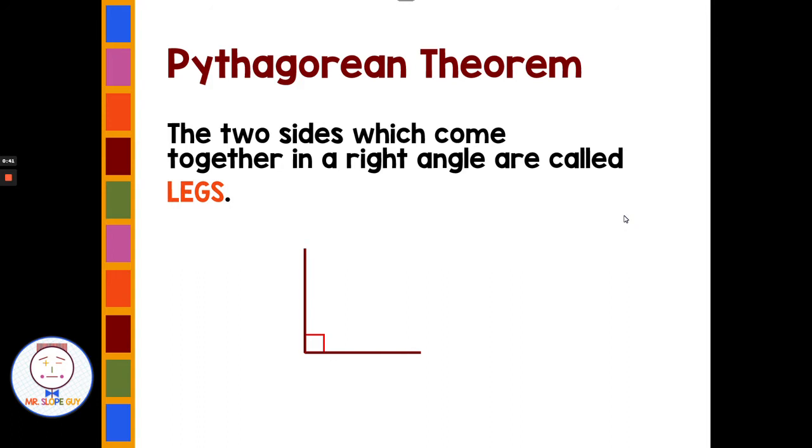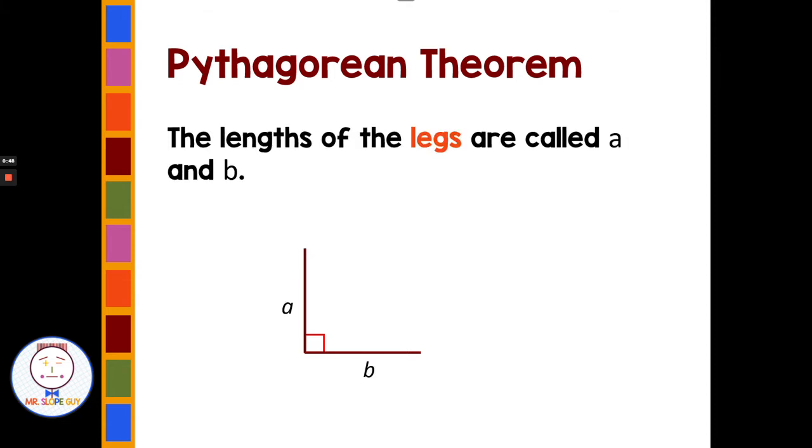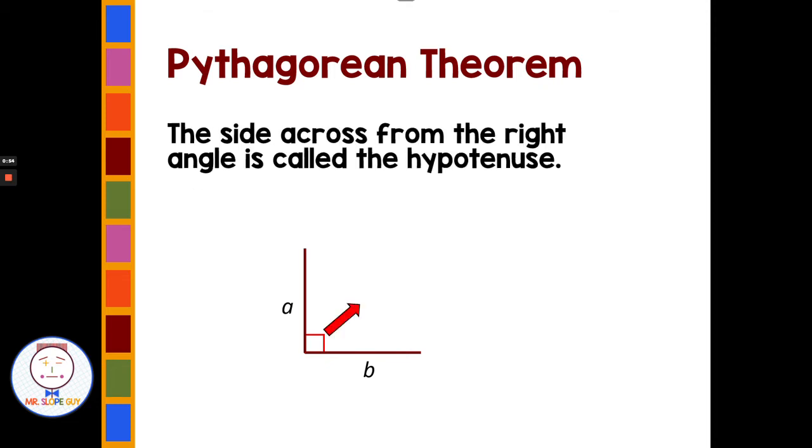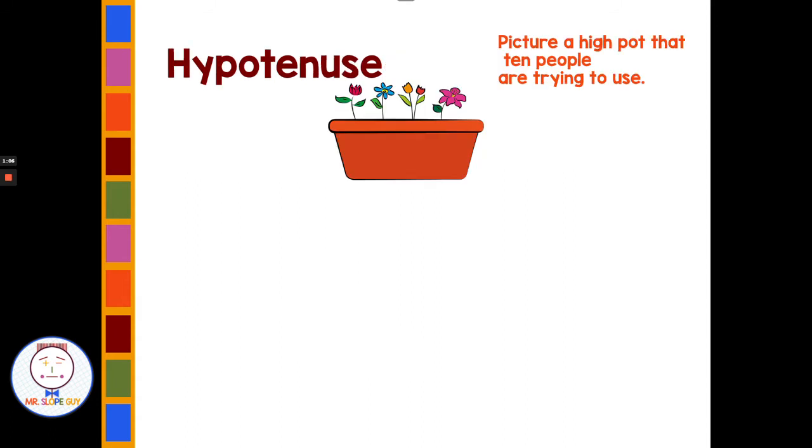So the two sides which come together and form the right angle are the triangle's legs. And the lengths of the legs are called A and B. The side across from the right angle is called the hypotenuse. It's the longest side. It's always directly across from the 90 degree angle. And we normally label the hypotenuse with a C.